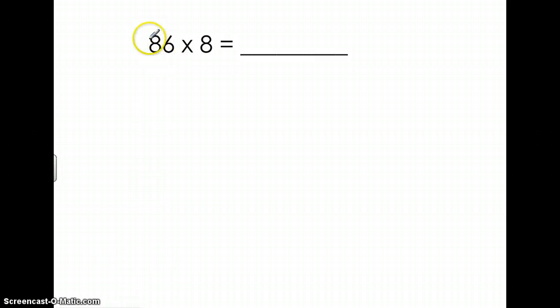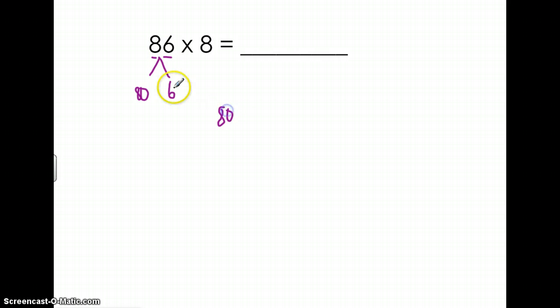Okay, so if I see this equation 86 times 8, I have lots of choices here, but I want to use place value to break it apart. If I look at this number 86, I can break it apart into its place value parts. The 6 is in the ones place, meaning there's 6. The 8 is in the tens place. 10 groups of 8 is equal to 80. 80 and 6 is equal to 86. I'm just breaking this apart to make it easier for me.